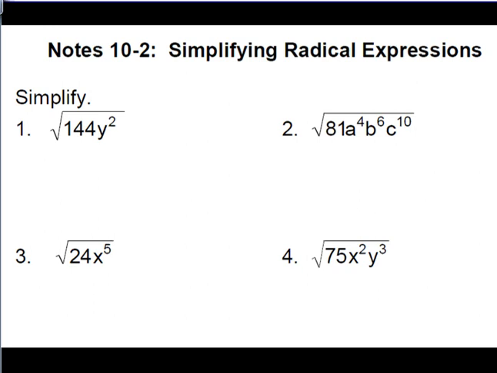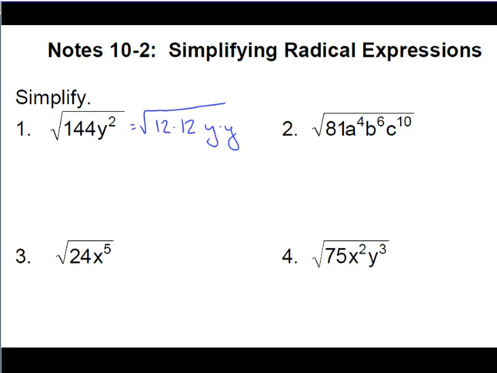All right, today we're going to be looking at simplifying our radical expressions. Our radical expressions today are going to have a lot of variables in them as well as just numbers. So looking at our first one here, we have the square root of 144 times y to the second power. Well, we can rewrite this and think about this as 144 is 12 times 12, and this one's y times y.